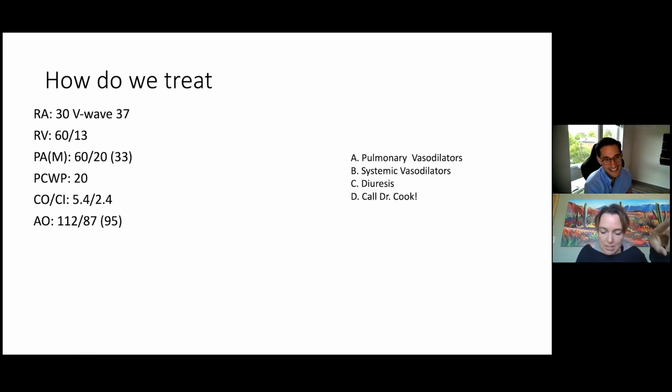95 minus the right atrial pressure of 30 is 65, divided by 5.4, times 80. I'm getting 962. Exactly. So fascinating, right? This is one of my favorite things to teach. So what just happened here?